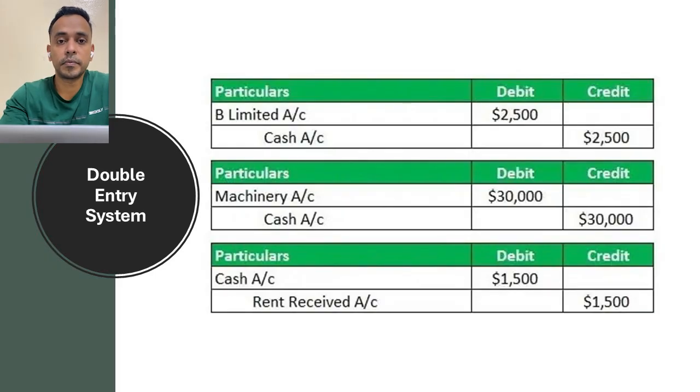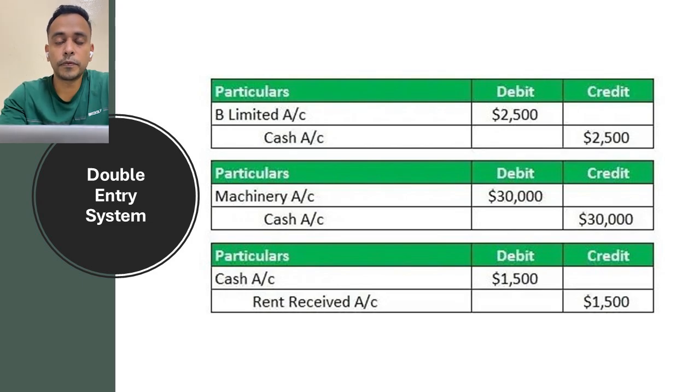For double entry system, every transaction affects two accounts, debit and credit. If we take the same example we discussed for single entry system, if there is a cash sale of 5,000, we make in double entry system: cash account 5,000, that means cash we received, and credit the sales, that means the income. Most of the companies, whether small scale or large scale, mainly use double entry system.